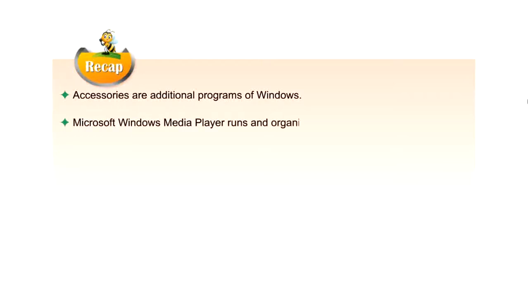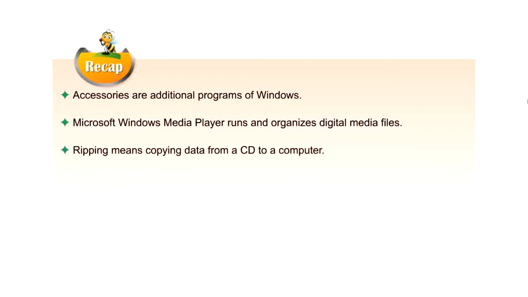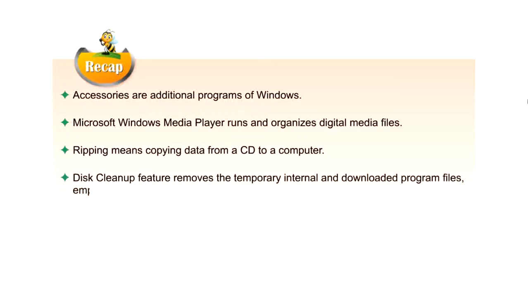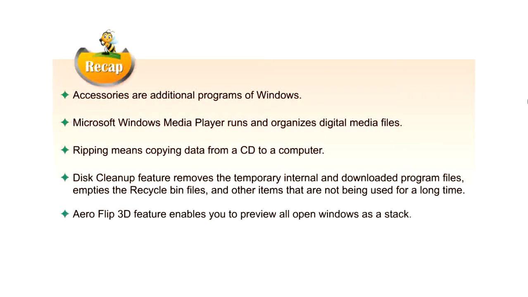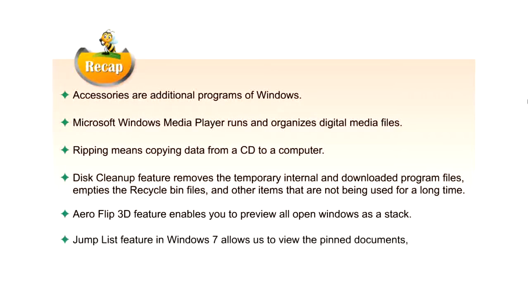Let us quickly glance through the key points discussed in this chapter. Accessories are additional programs of Windows. Microsoft Windows Media Player runs and organizes digital media files. Ripping means copying data from a CD to a computer. The Disk Cleanup feature removes the temporary internal and downloaded program files, empties the recycle bin files and other items that are not being used for a long time. The Aero Flip 3D feature enables you to preview all open windows as a stack. The Jump List feature in Windows 7 allows us to view the pinned documents, pictures, songs or websites that are used frequently.